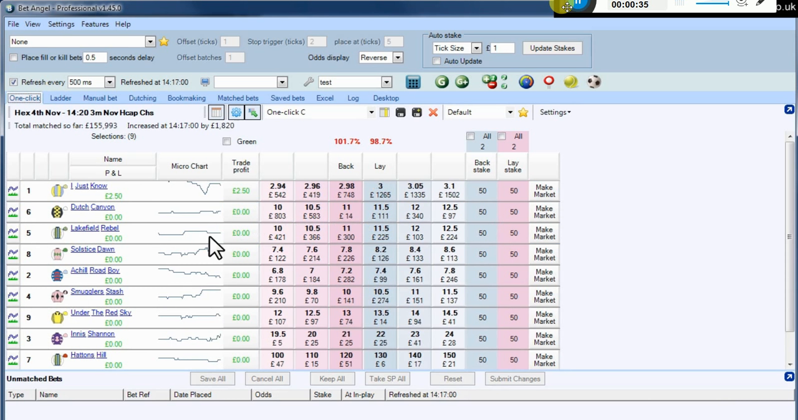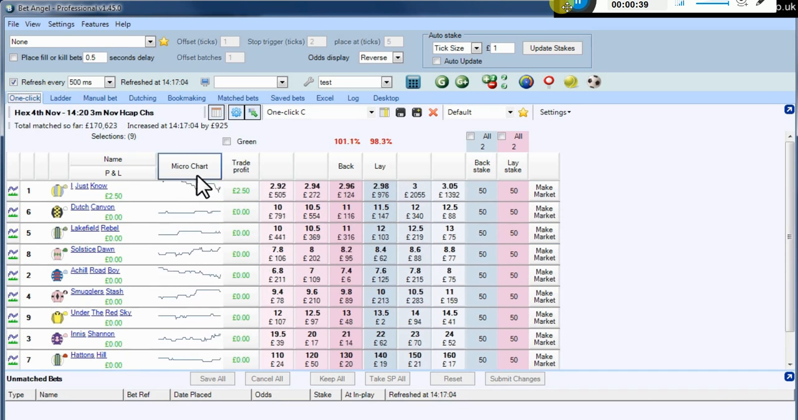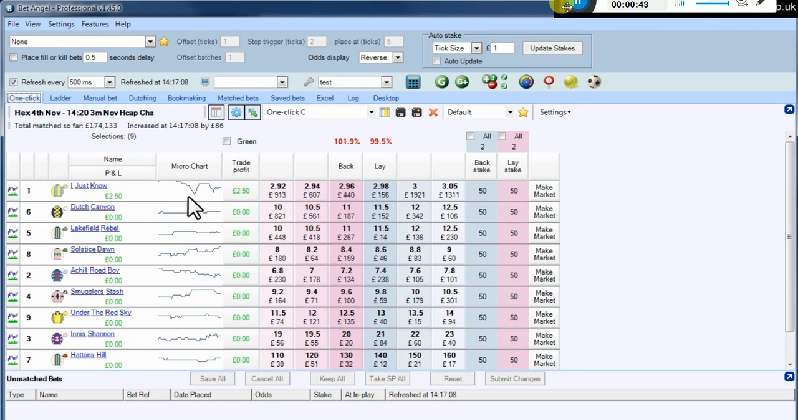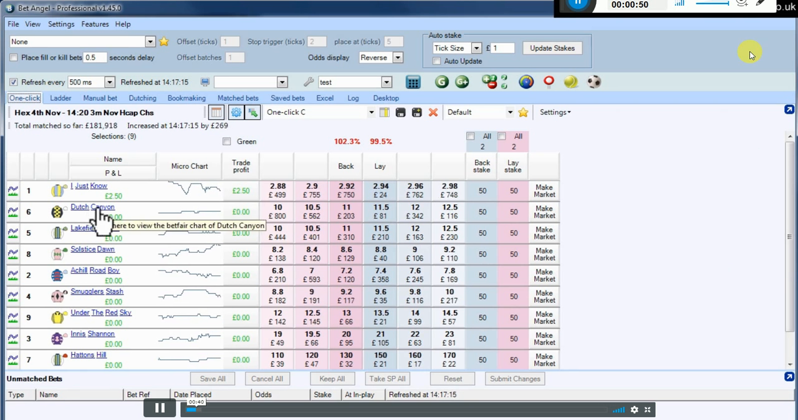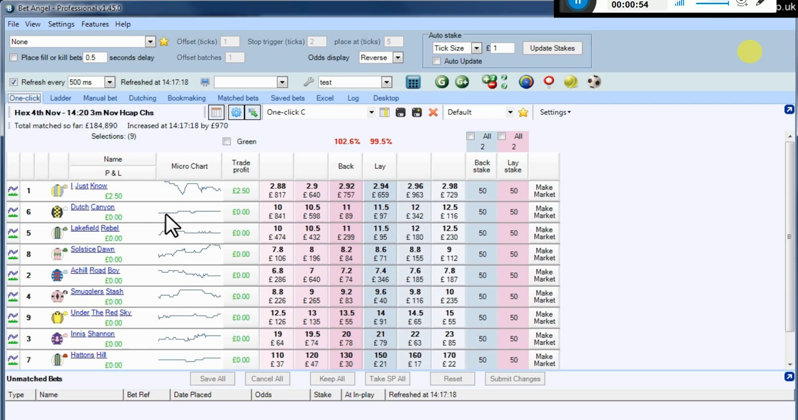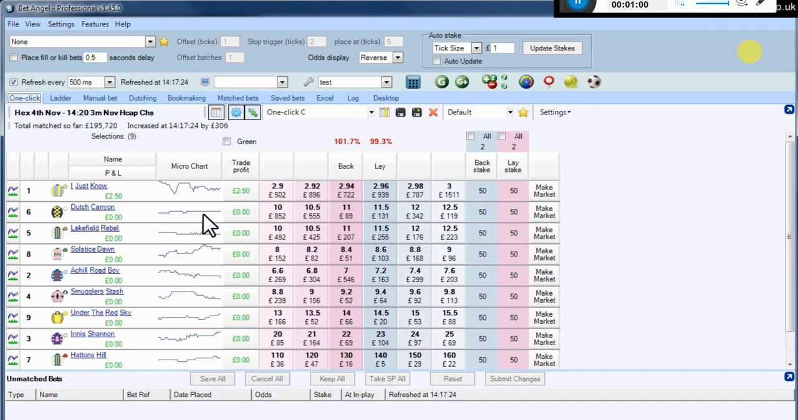The idea of this is that you're looking for a static line on the micro chart, so no activity. If you look at I Just Know here, you'll see it's quite erratic. It's going up, it's coming down, and that is not a static line. If you look at Dutch Canyon, which is the second favourite, you'll see it started as a static line, the price increased and decreased, and it's becoming static again. So this could be an ideal opportunity for a make market trade.